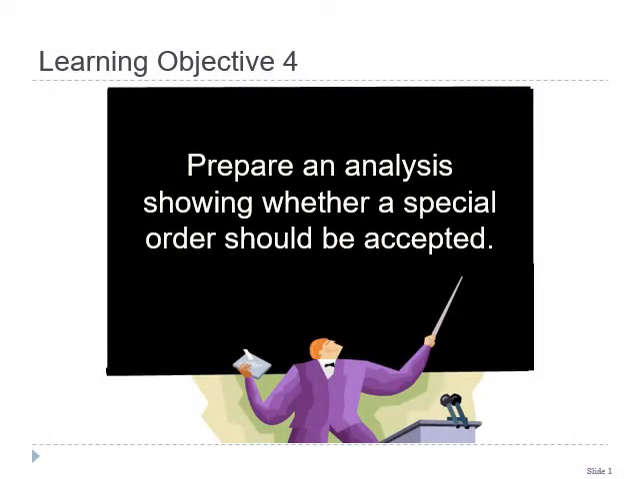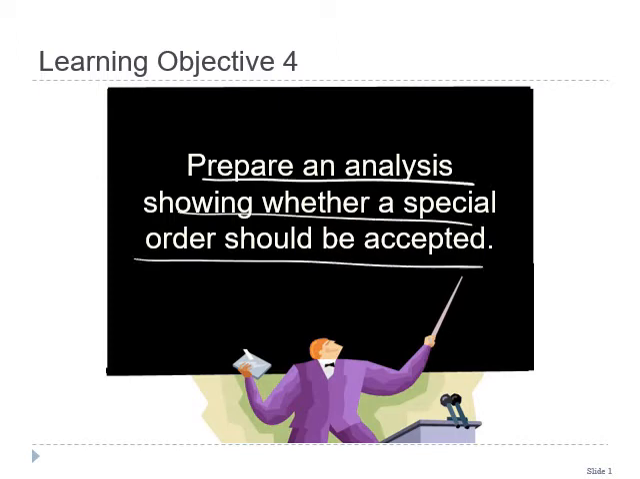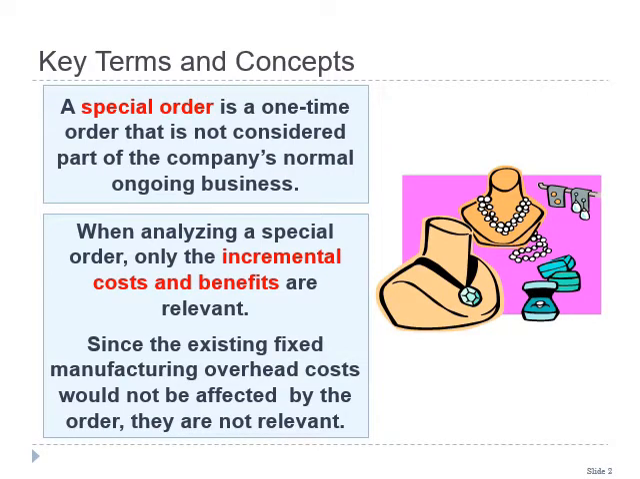Okay, our learning objective 4 is to prepare an analysis showing whether a special order should be accepted or not. So this is a very nice application of relevant costing. So let's explore it. Let's explore our key terms and concepts. So what is a special order?